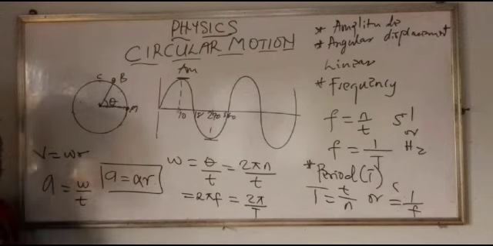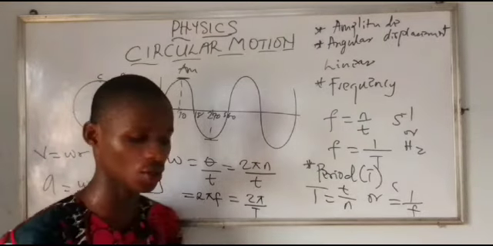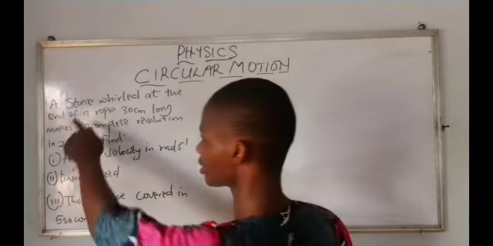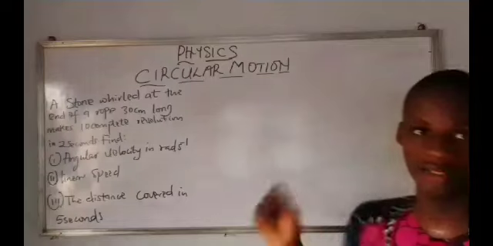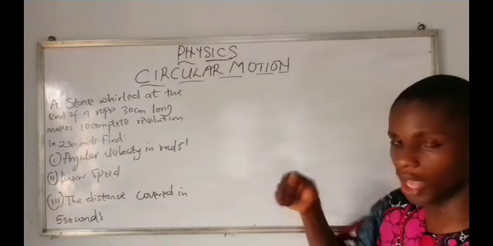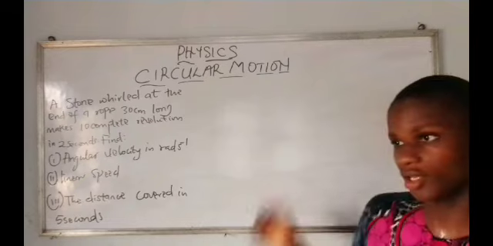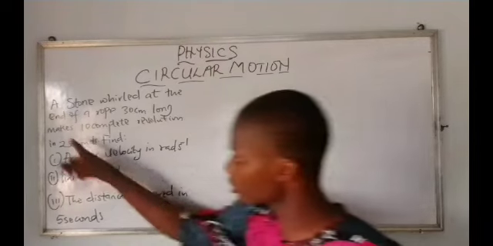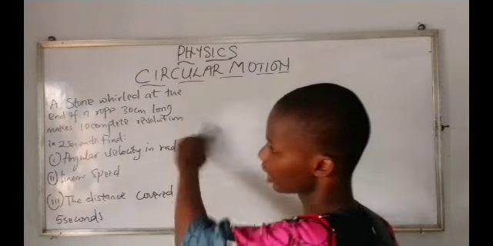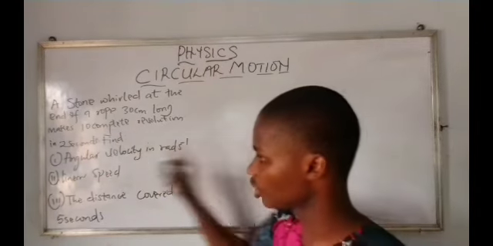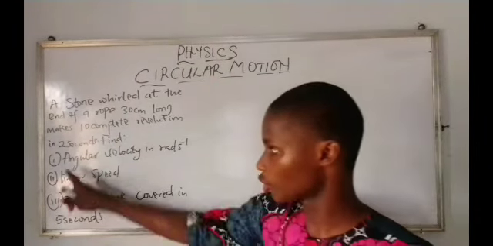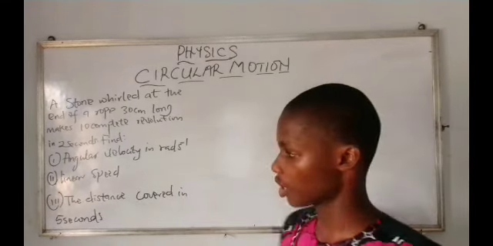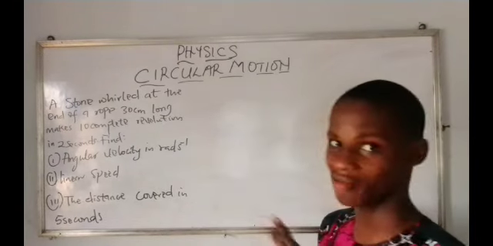Now let's look at some examples and how we can apply all these formulas on the board. Alright, the first question we are going to be looking at is this. It says a stone whirled. When we talk about whirled, remember those times we used to play, you tie a stone to a rope and then start rotating it, right? That's what we call whirled. Alright? A stone whirled at the end of a rope 30 centimeters long makes 10 complete revolutions in 2 seconds. Find, Roman figure 1, angular velocity in radian per second. Roman figure 2, find linear speed. And Roman figure 3, the distance covered in 5 seconds.